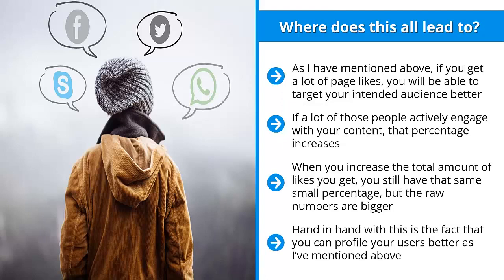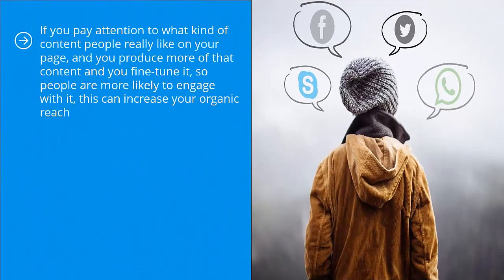Hand in hand with this is the fact that you can profile your users better, as I've mentioned above. This higher level of profiling paired with better content management and targeting on your part can lead to more content visibility. How come? Well, your reach can increase because of higher engagement levels. If you pay attention to what kind of content people really like on your page, and you produce more of that content and you fine-tune it so people are more likely to engage with it, this can increase your organic reach. This makes your content more visible.